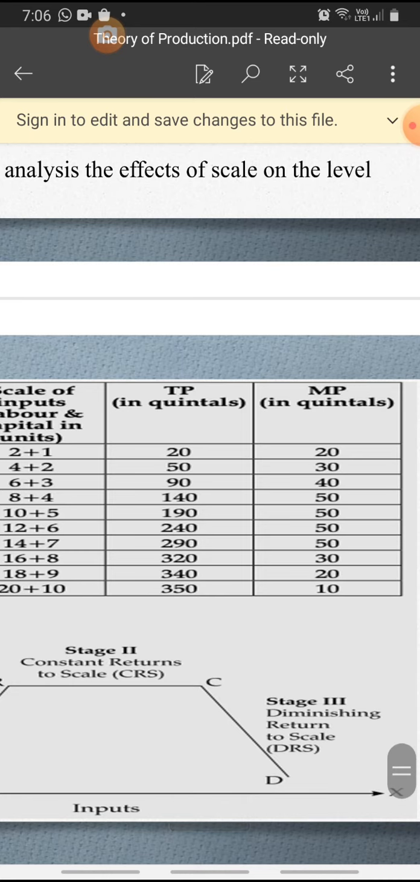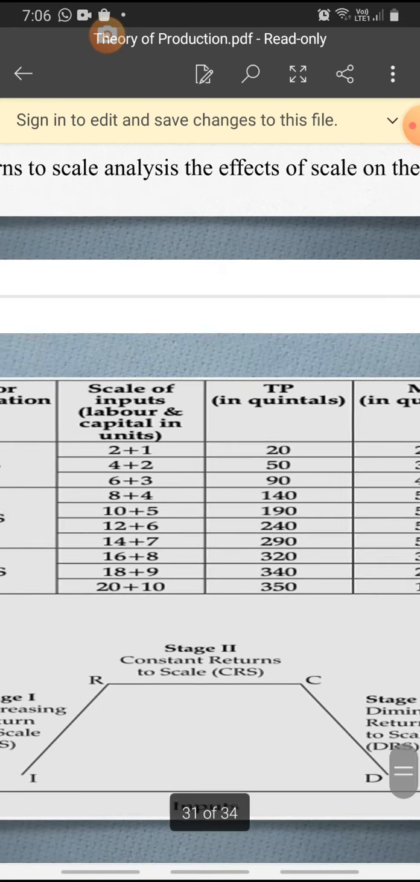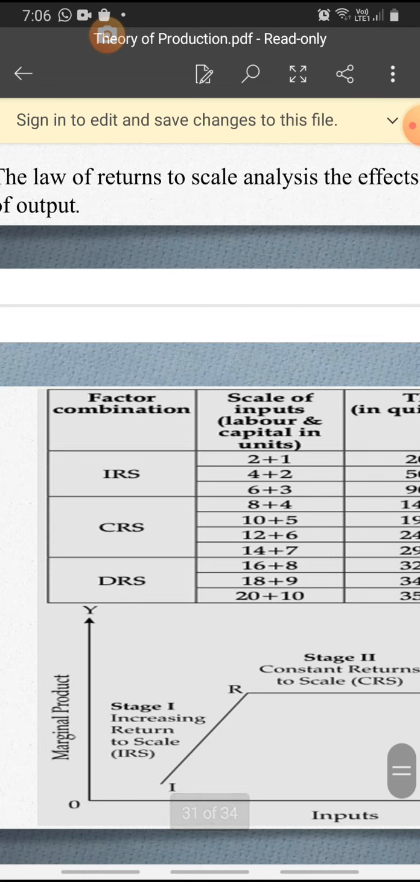While the increase in marginal product, you can see that it is constant. That is, the marginal product is 50 for the last four units. So it says that it is under constant returns to scale.